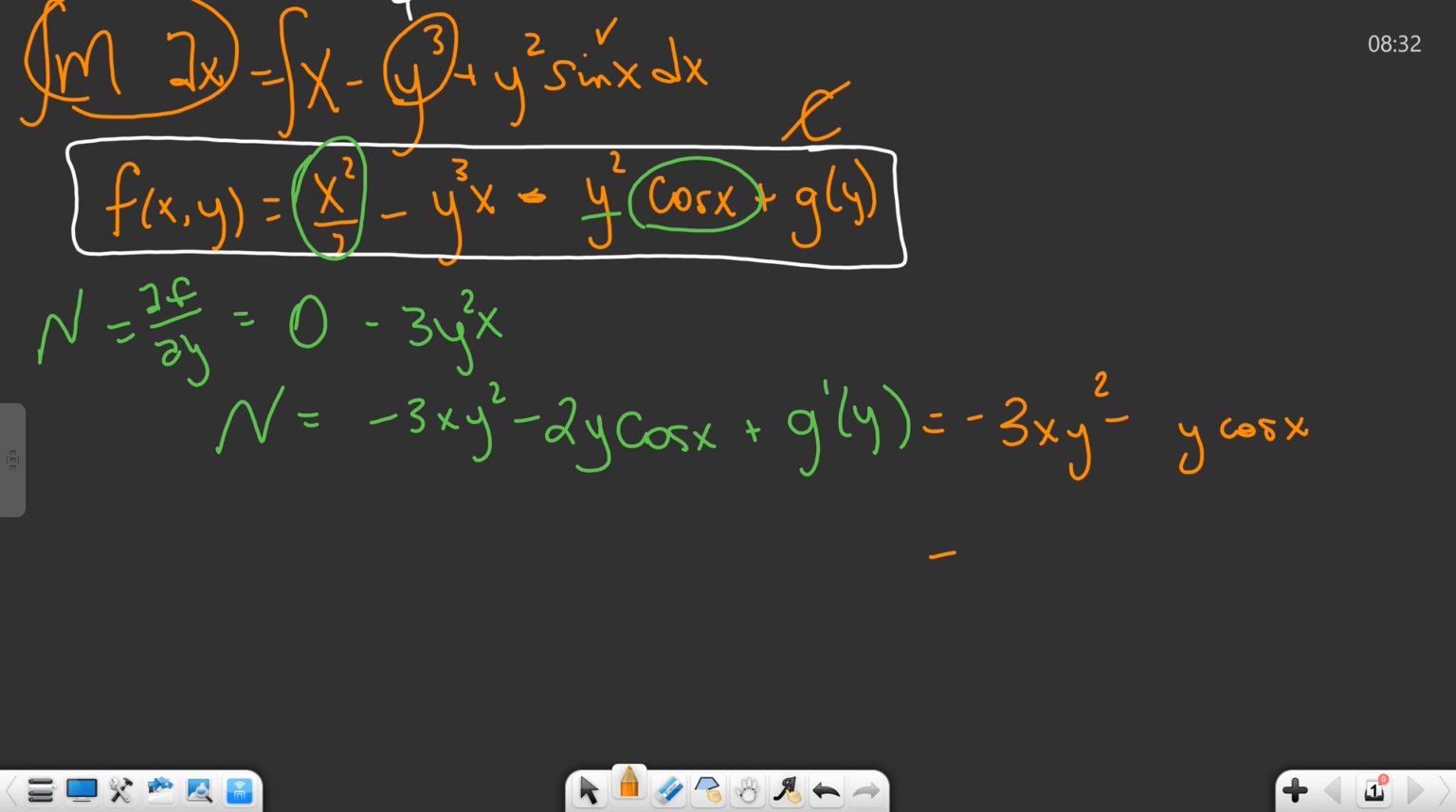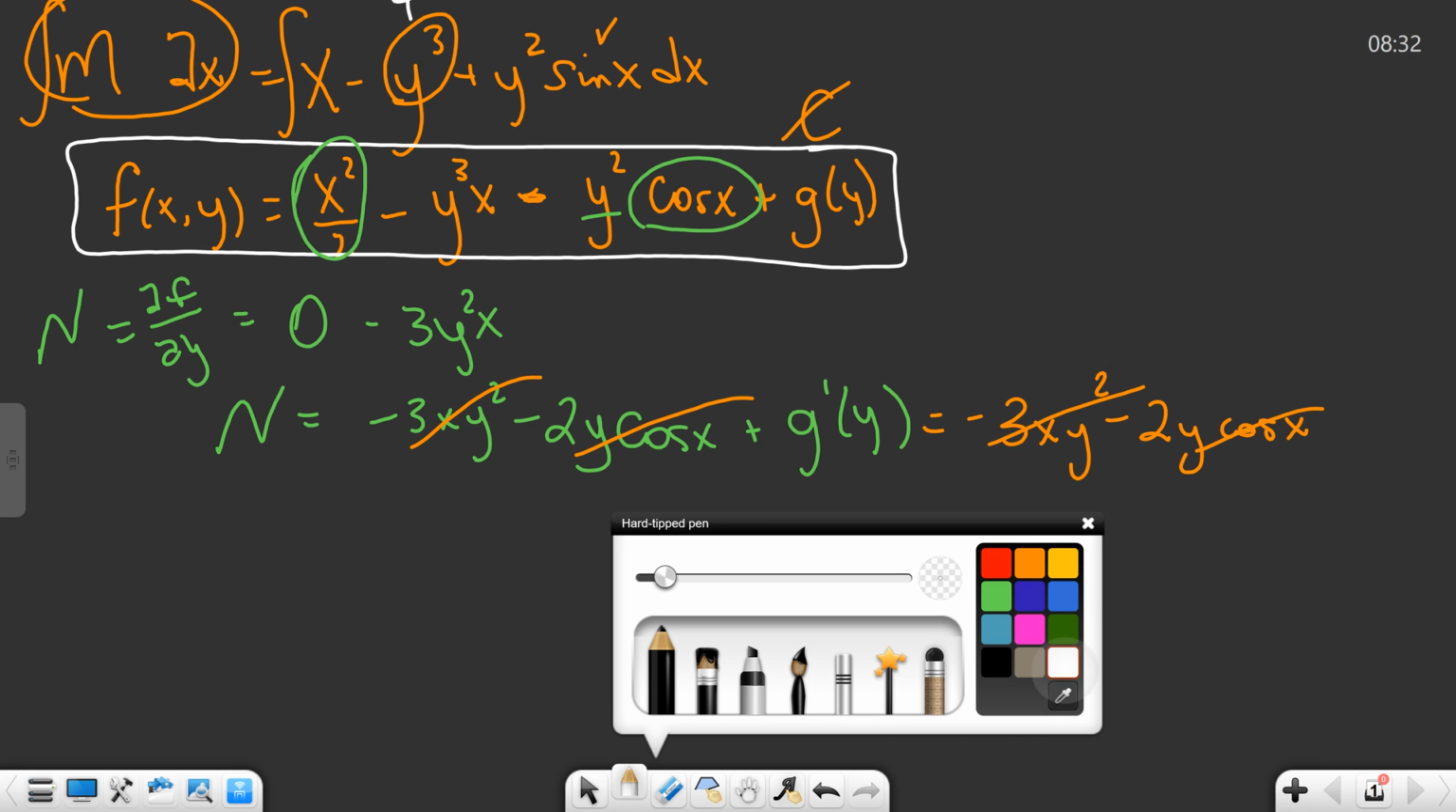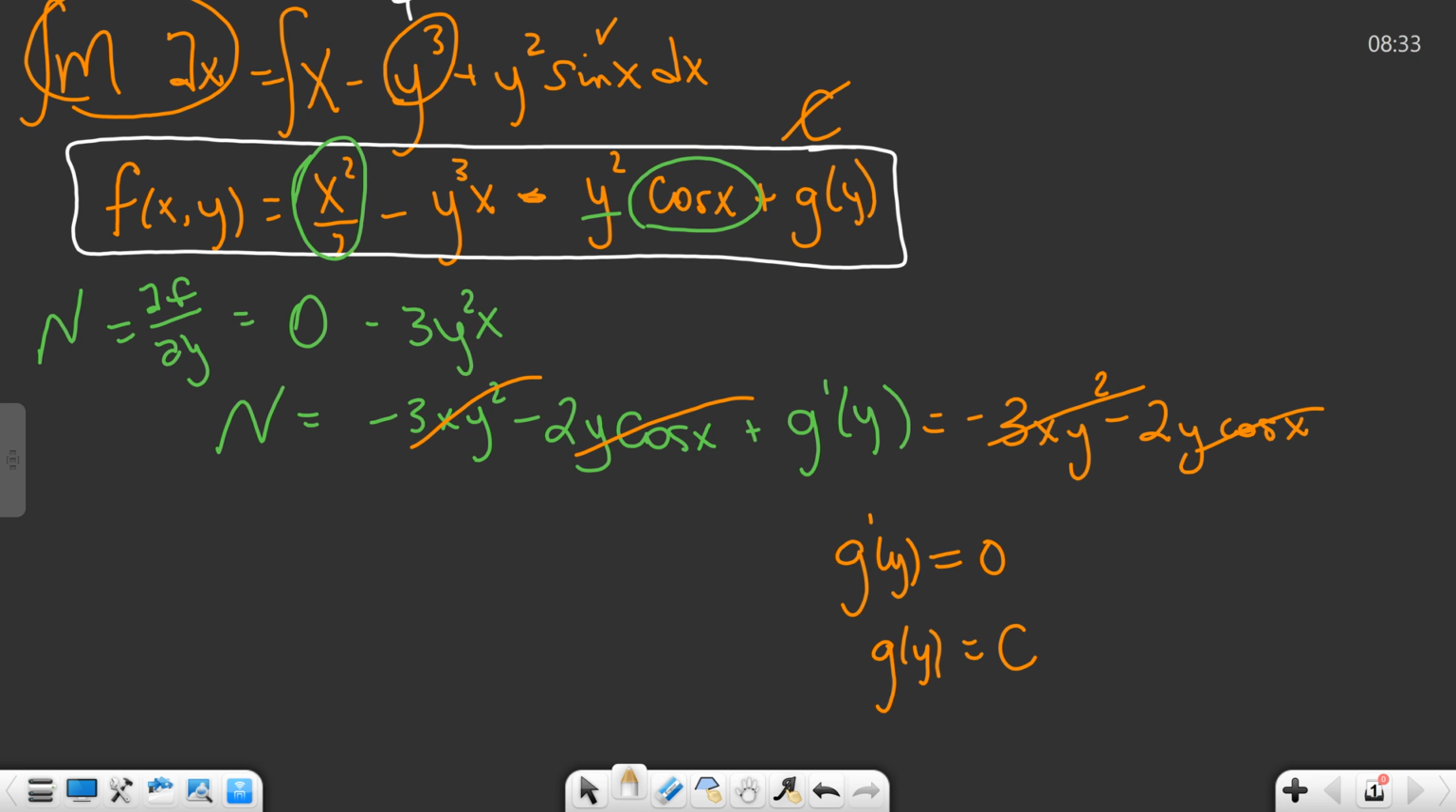What does that imply about g prime of y? Well, those guys cancel, so that tells us that g prime of y is equal to 0. And if I integrate, I get g of y equal to just some constant. Okay. Well, now we've got our problem. Or, excuse me, we have our answer. I can go into this thing right here and replace g of y with C.